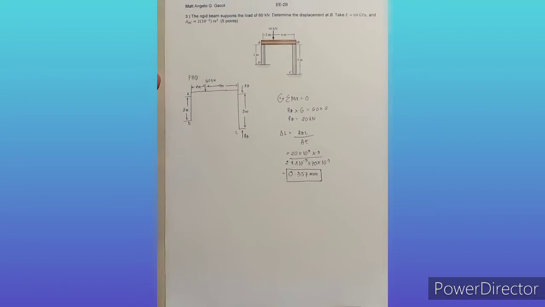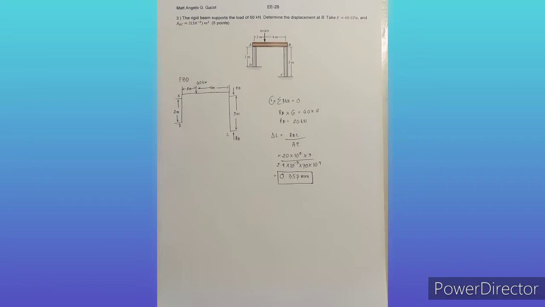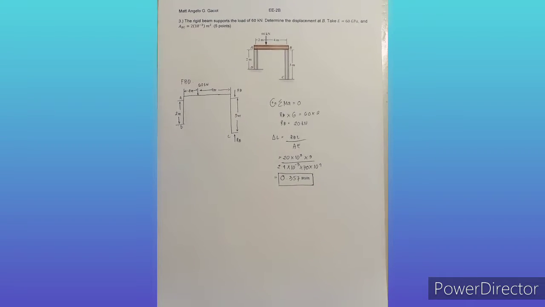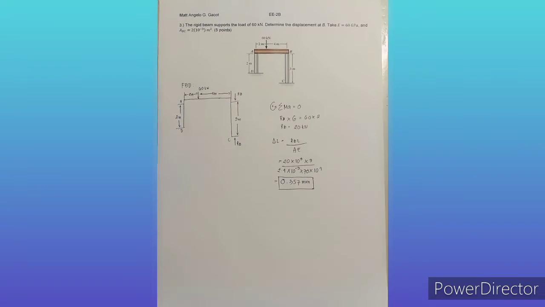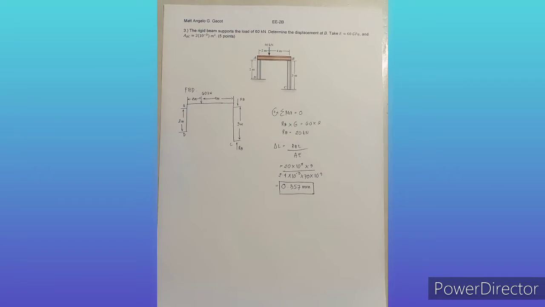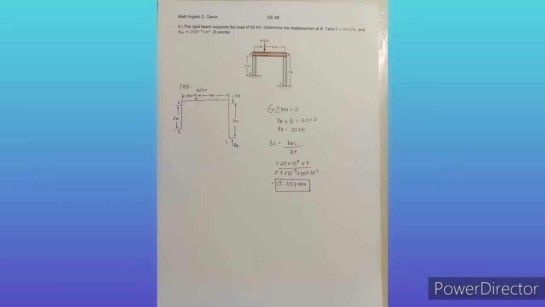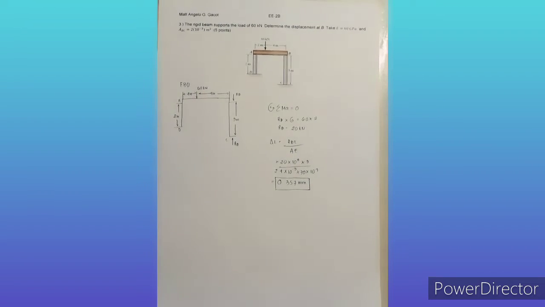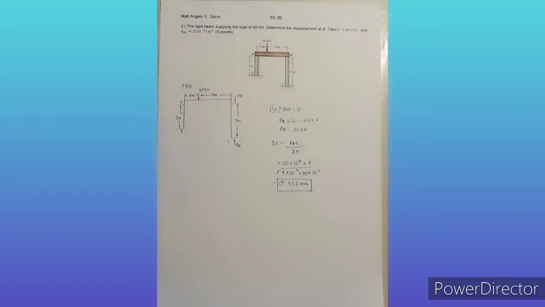So, dito magsasum tayo ng moments about point A. Summing moments, positive counterclockwise, summing moments about A is equal to 0. RB times 6 is equal to 60 times 2. RB is equal to 20 kilonewtons.